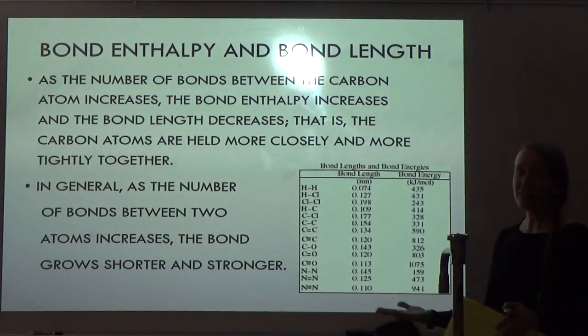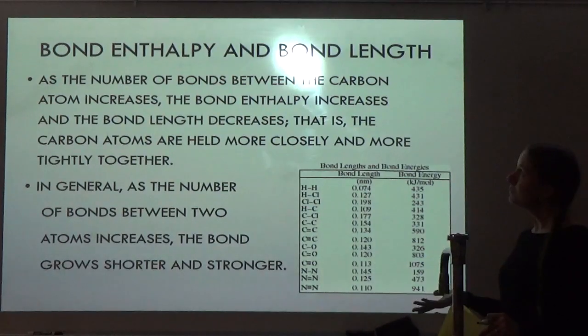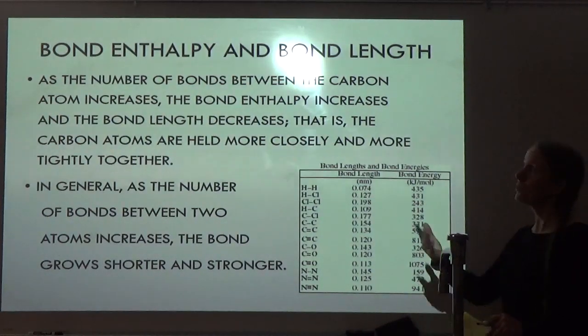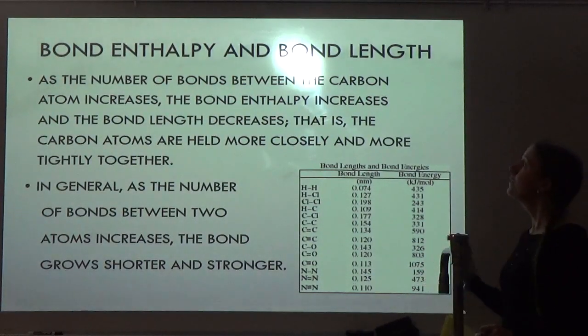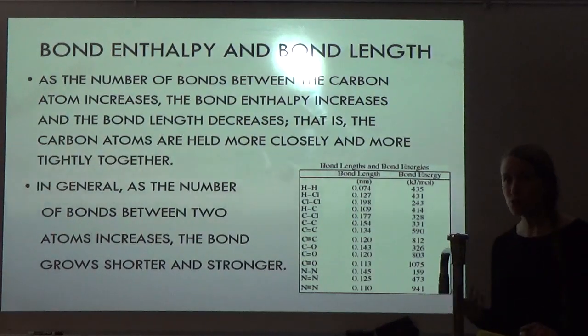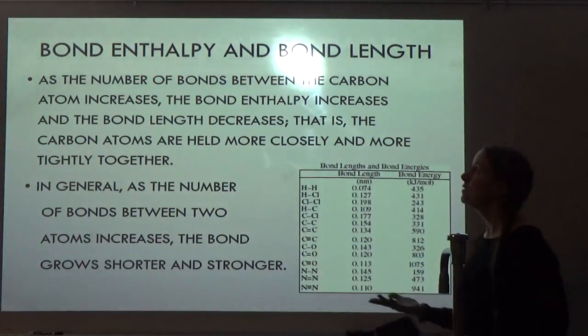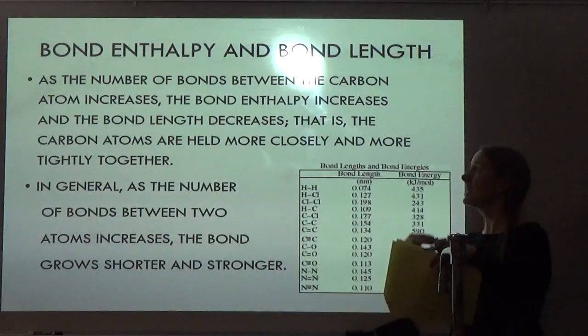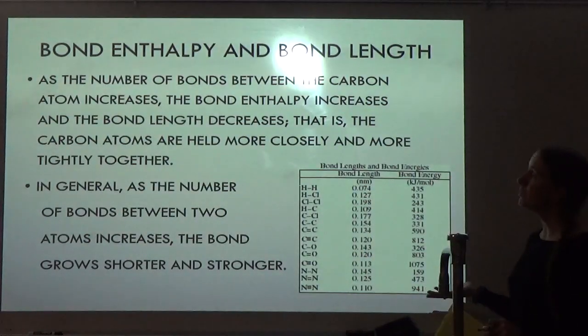Alright, so bond enthalpy and bond length. As the number of bonds between carbon atoms or any type of atoms increases, the bond enthalpy also increases, so it gets harder to break, and the bond length decreases because they start getting closer together. That is, the carbon atoms are held more closely and more tightly together.